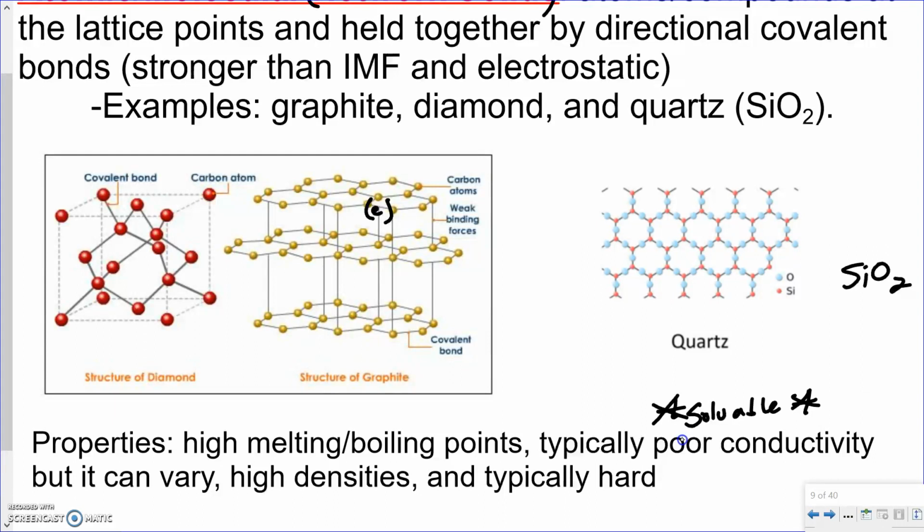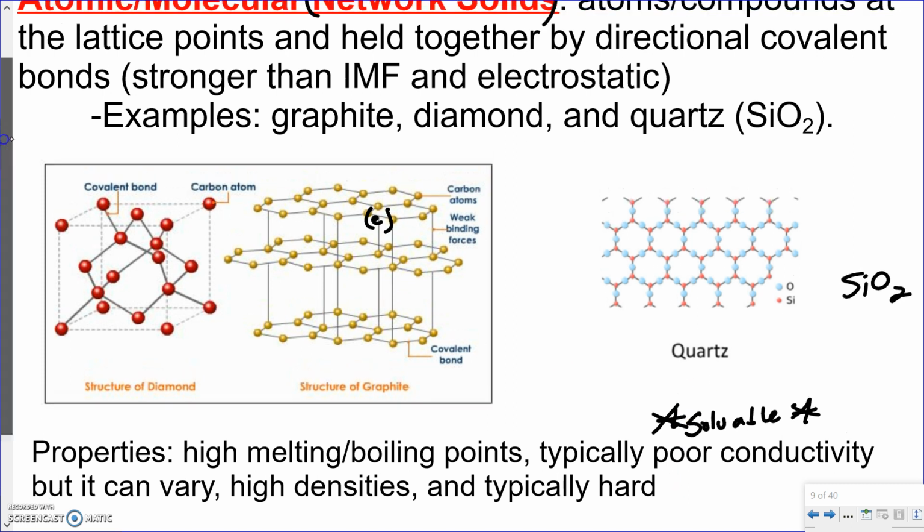They can vary in densities, but they are commonly very high in densities. And they can vary in conductivity, but typically they are very poor conductors, and they are typically considered very hard. Again, these are general rules. They do vary, so keep that in mind. Okay, so that's kind of it for these. We're not done with them.